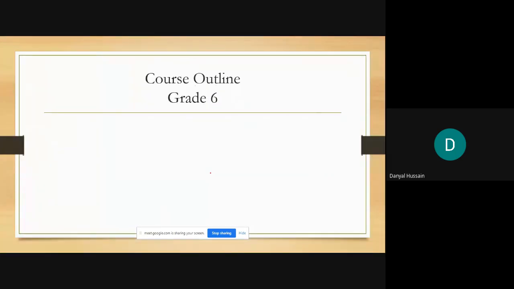Okay, now what kind of questions will come in this contest? Which concepts do we have to make stronger? For grade 6 students, the course outline comprises addition, subtraction, multiplication, and division. These are the very basic concepts, and we all know how to add, subtract, multiply, and divide.